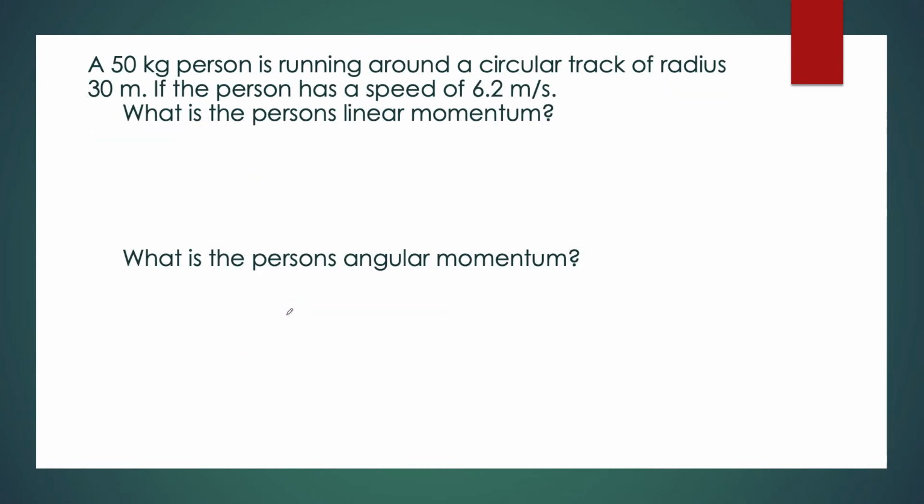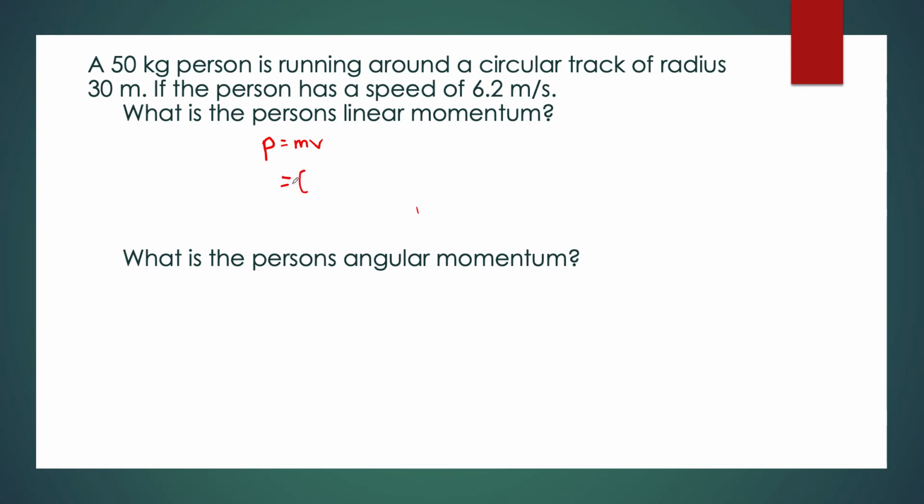All right, in this case, we have a single 50 kilogram person who is running around a circular track of radius 30 meters. If the person has a speed of 6.2 meters per second, we want to find two things: what the person's linear momentum is, and also what the person's angular momentum is. So for linear momentum, we just go back to our old way of doing it, right? P equals mv. Don't forget about momentum.